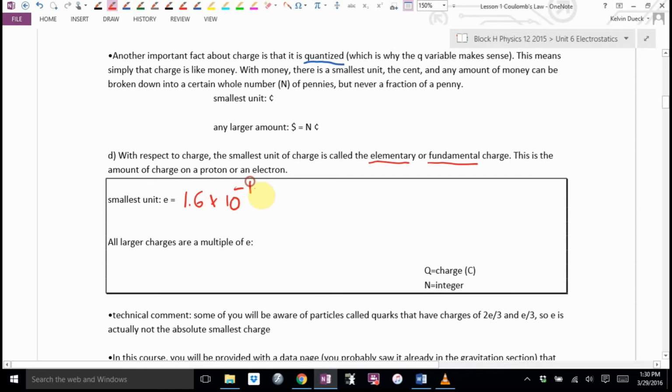1.6 times 10 to the negative 19 coulombs. That's the charge on a proton. Negative 1.6 times 10 to the negative 19 coulombs is the charge on an electron. This is the elementary charge of the universe. Sorry, it's an inconvenient number. Well, it is what it is.